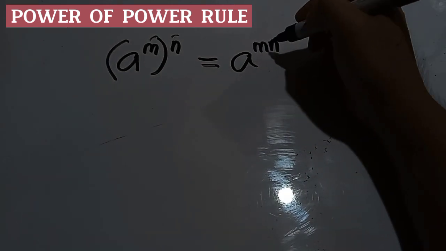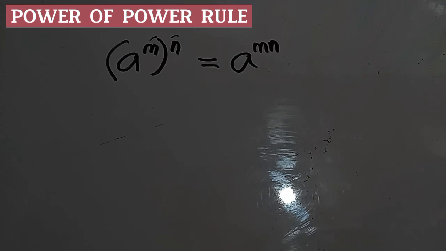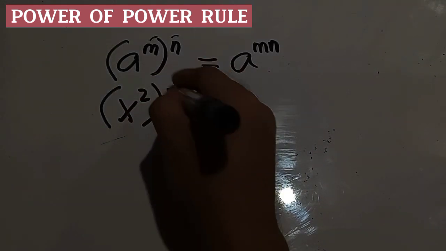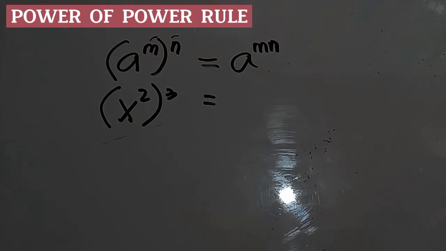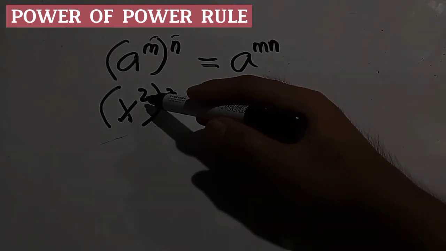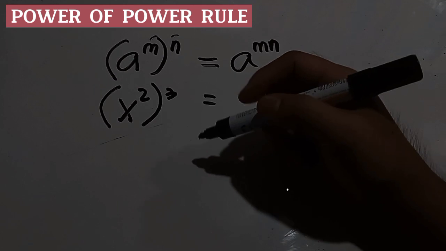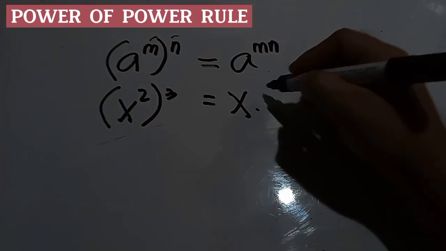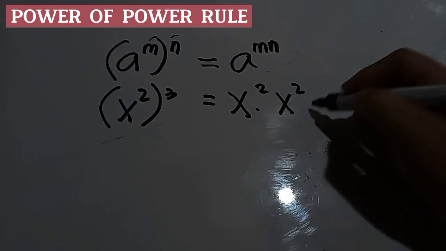So m times n, mn. Is it alright? Okay, so for example, para mas maintindihan nyo, magbigay ako ng halimbawa. This one, so we have x squared times cube. Ibig sabihin, ang x squared, i-multiply natin ng ilang bases? Tatlong bases. So we have x squared times x squared times x squared.